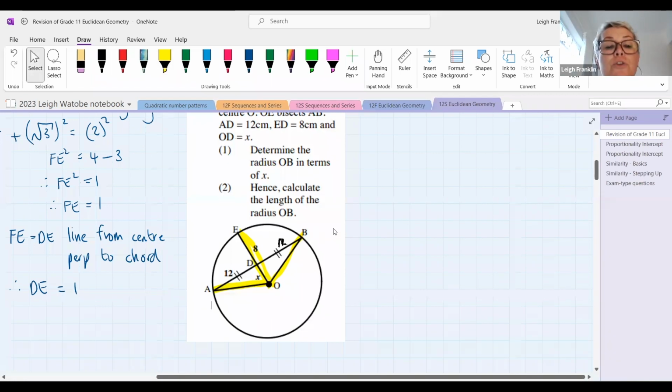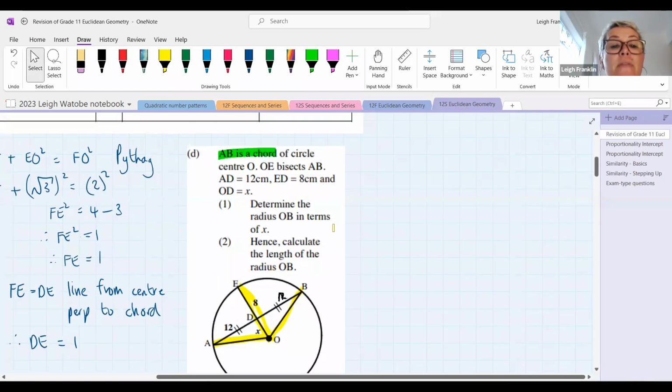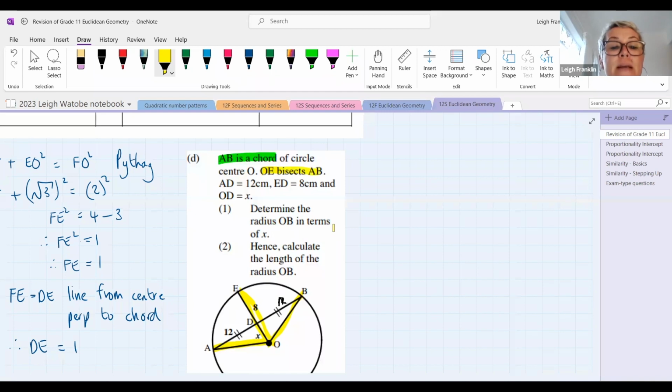So if I know how long OE is, I also know how long OA and OB are. So they tell us that OE bisects AB. We've all decided we know what this means. It means that at D, okay, so D1, 2, 3, 4, whatever it was, it's equal to 90. There's a 90-degree corner over here. The first thing that they ask us to do is determine the radius OB in terms of X.